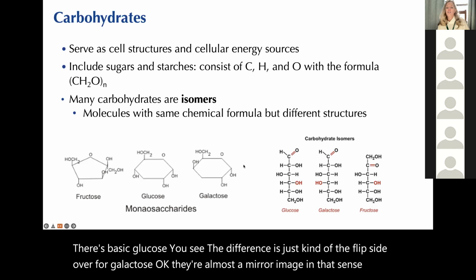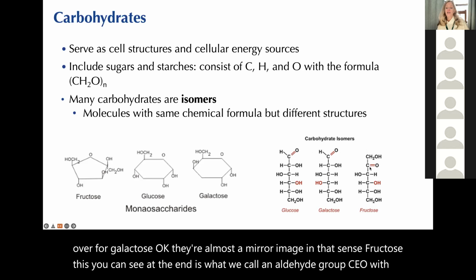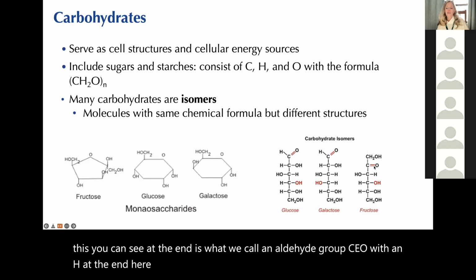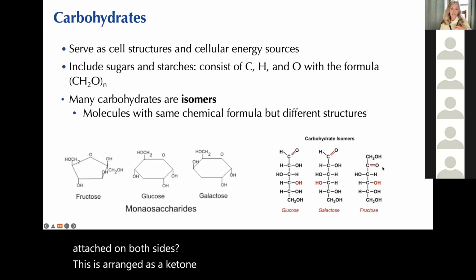Fructose. At the end you can see what we call an aldehyde group, a CO with an H at the end. Here, that C double bonded to an O in the middle, with other carbons attached on both sides, is arranged as a ketone group. A ketone and an aldehyde behave a little bit differently.